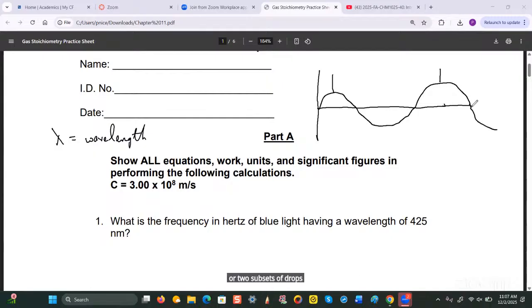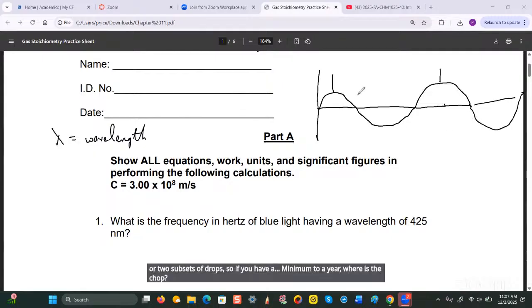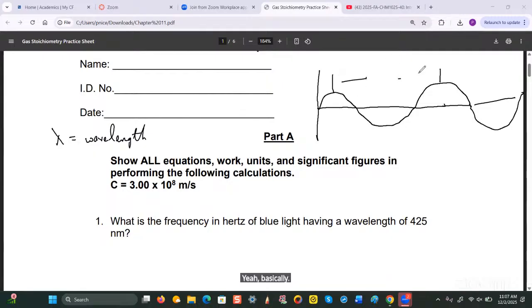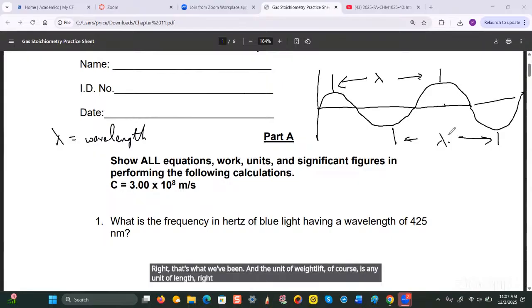So if you have a minimum down here, where is a trough, then basically the wavelength can be either the distance between two successive peaks or the distance between two successive troughs, right? That's wavelength. And the unit of wavelength, of course, is any unit of length, right? It could be meters, centimeters, whatever, all right?